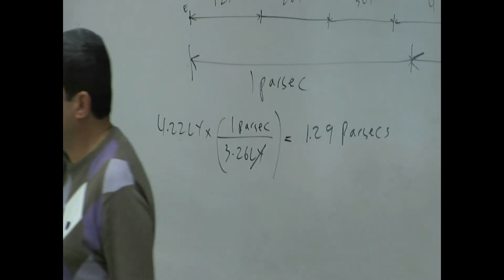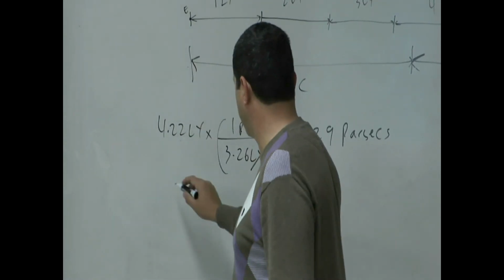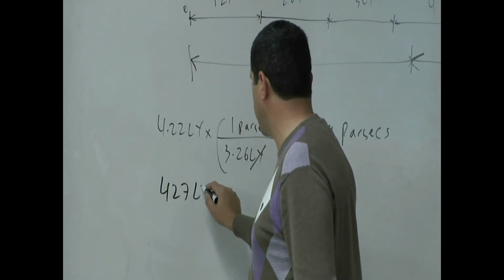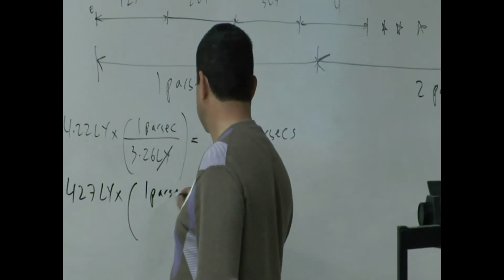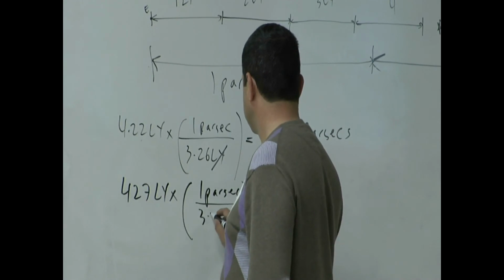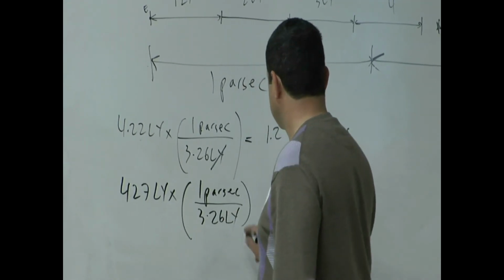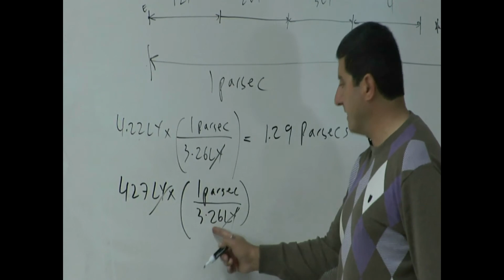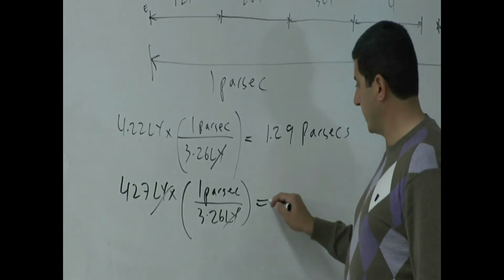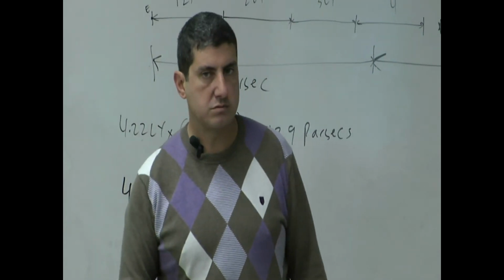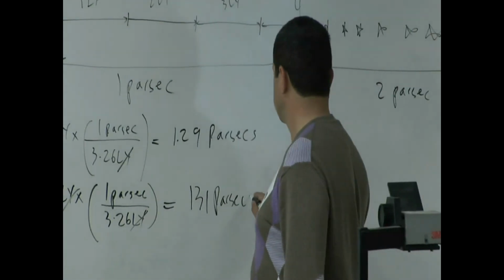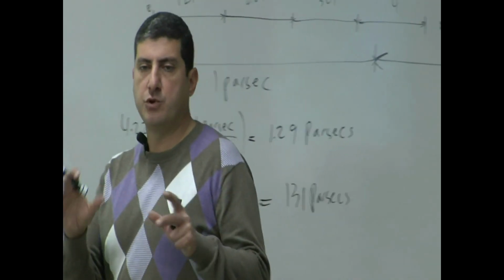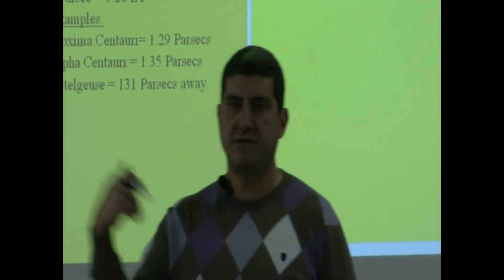And then for Betelgeuse, I'm taking the, what was it? 427, right? 427 light years. And I'm dividing that by 3.26. And what am I getting? 131. Right? So if you are already given the distance to a star in light years, you divide.